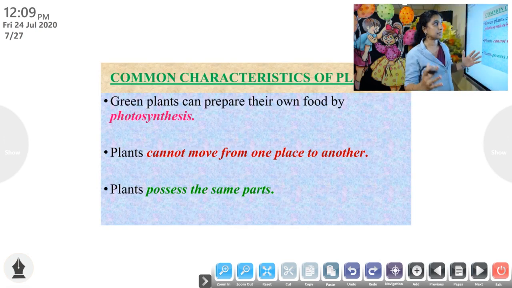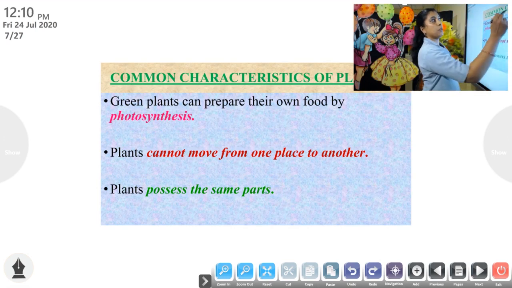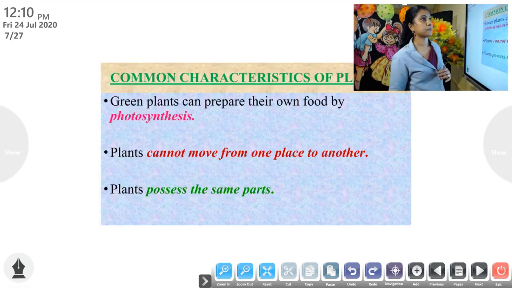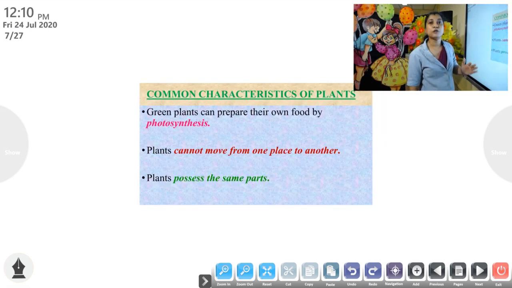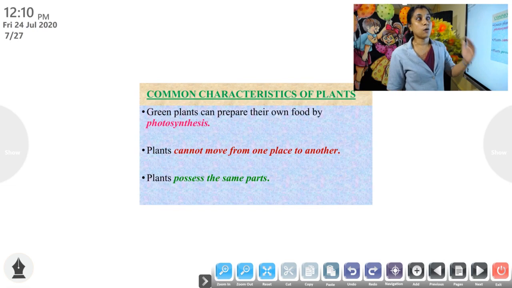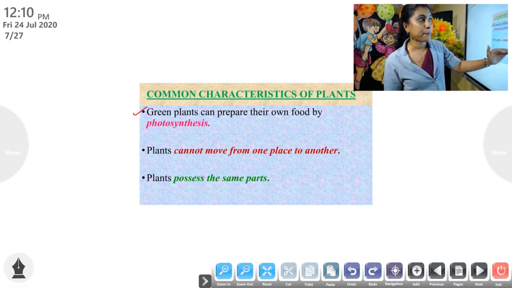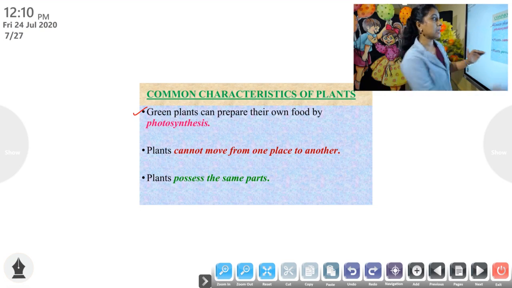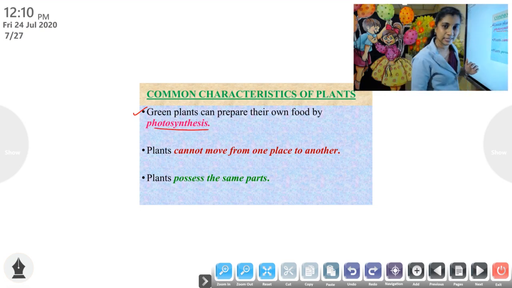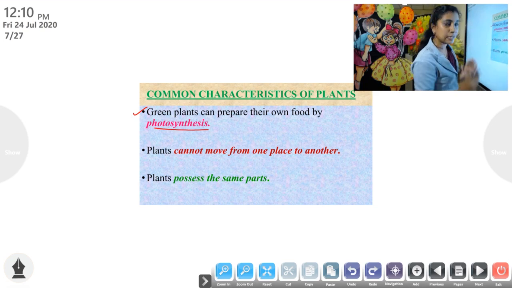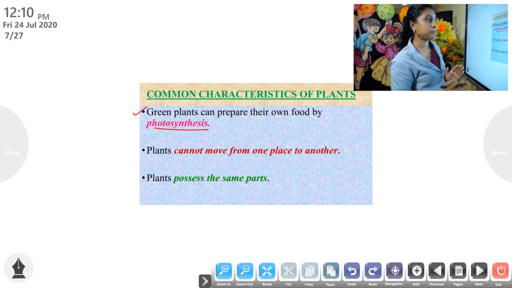Next, we are going to discuss the common characteristics of plants. Characteristics means features. What are the common features of plants? First one, green plants can prepare their own food by photosynthesis. It's a new term for you. What is that term? Photosynthesis.